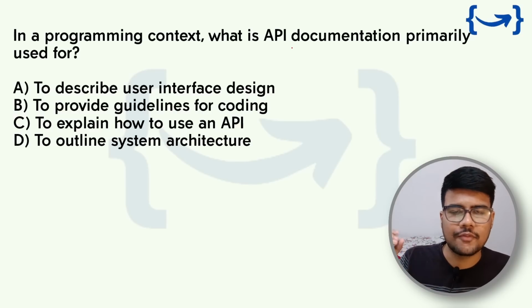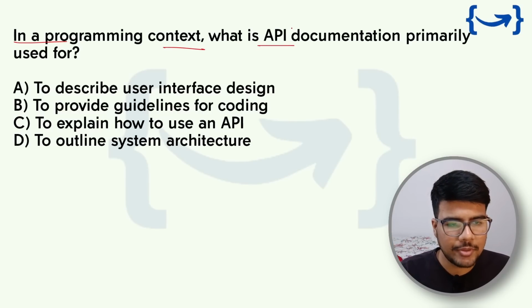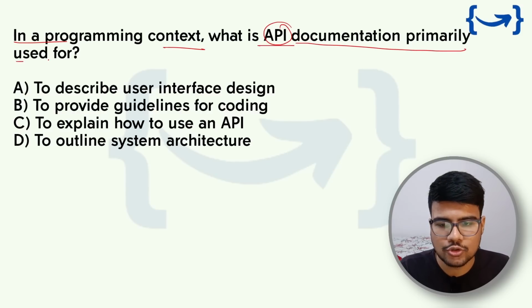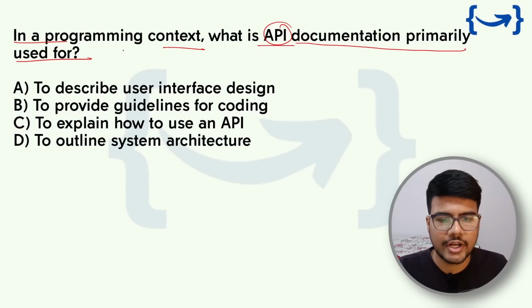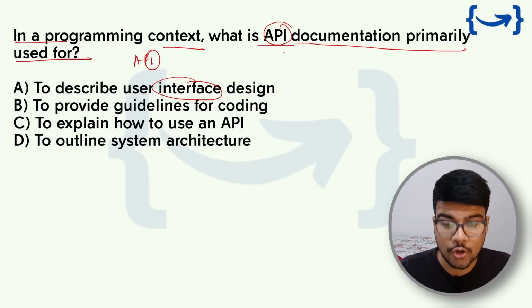So let's begin with the very first problem. In a programming context, what is API, which is Application Programming Interface, documentation primarily used for? Now, most people will relate: okay, API, I stands for interface, so here we have an interface. So just mark it. No, guys.